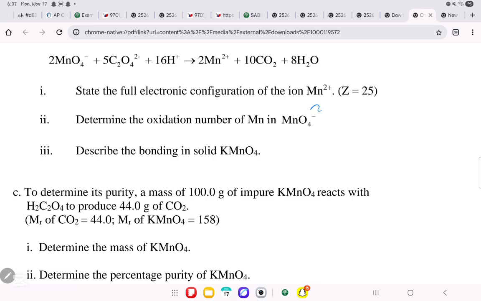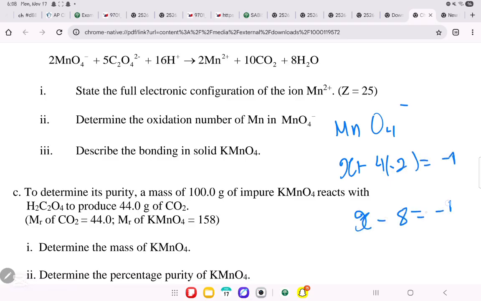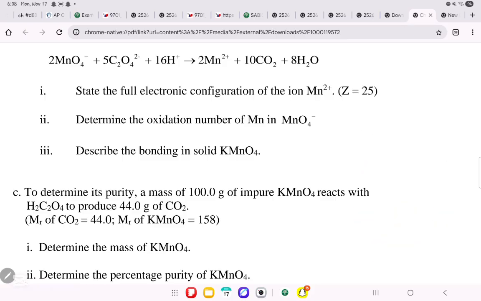Number 2, determine the oxidation number of Mn in MnO4 minus. So let us do it. We have MnO4 minus. That means x plus 4 times minus 2 is equal to minus 1. So x minus 8 is equal to minus 1. X is equal to what? Is equal to 7. Describe the bonding in solid KMnO4. Because it's positive and negative, it's going to be cation and anion. So ionic lattice of positive ion and negative ion attracted by electrostatic attractions.